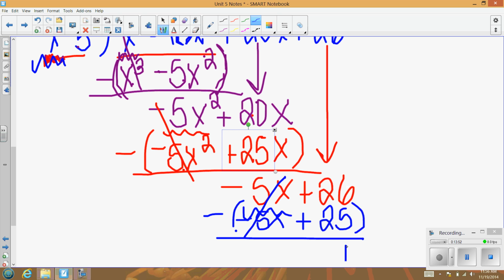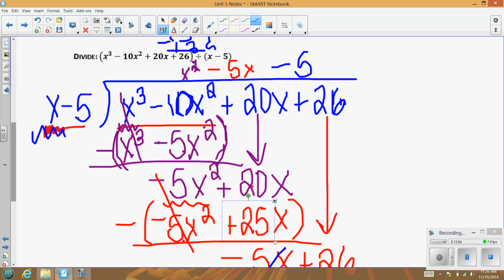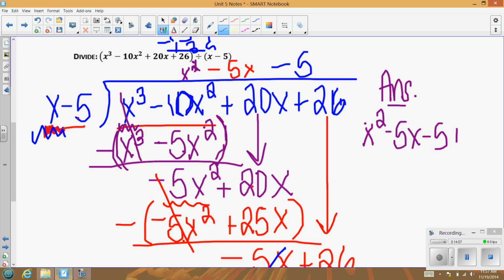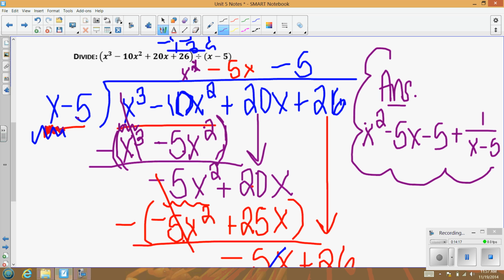So my answer is going to be, so let's write this out. The answer to this is going to be x squared minus 5x minus 5 plus your remainder, which was 1, over whatever you divided by, because you didn't have another x minus 5, so you were left with 1 over x minus 5. So that's it, but let's look at a couple more examples so that you become familiar with it.